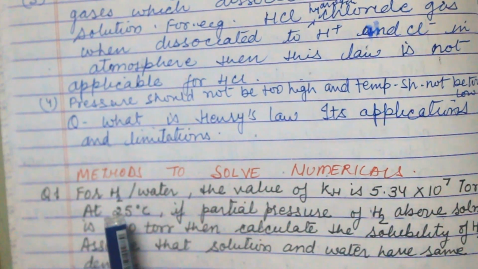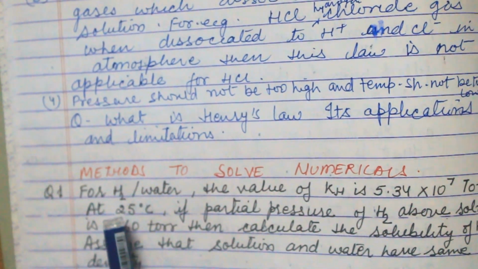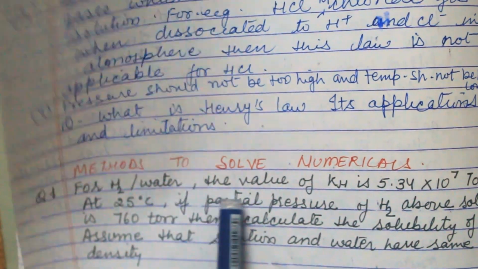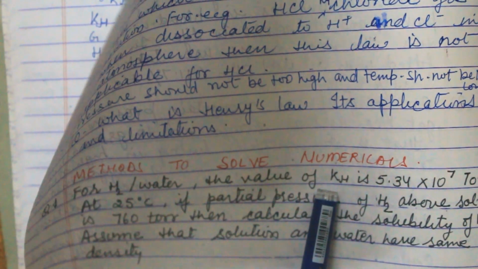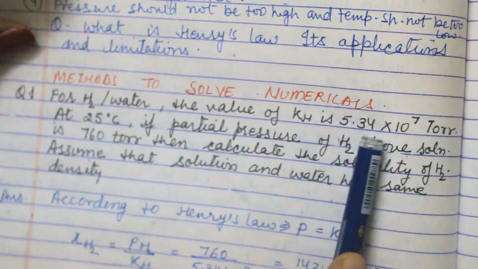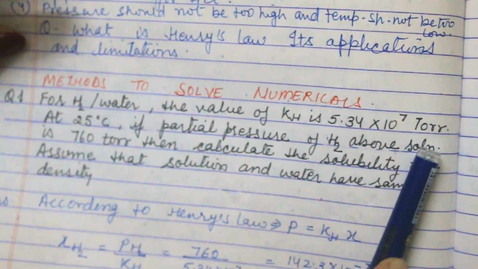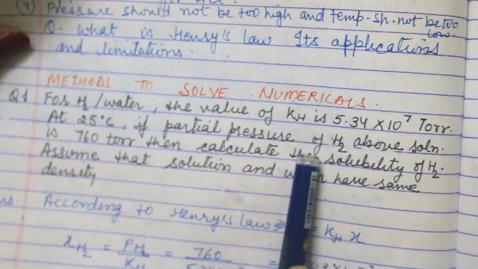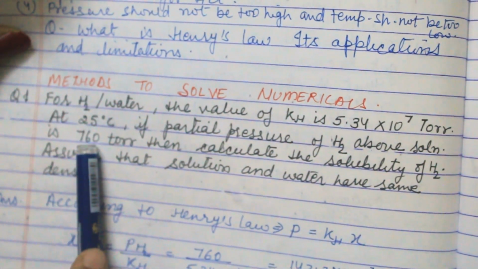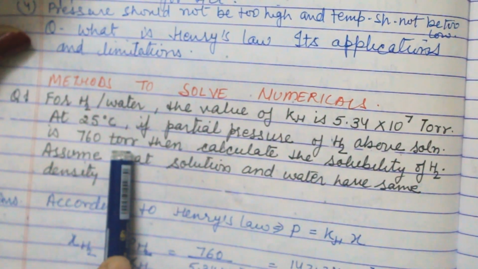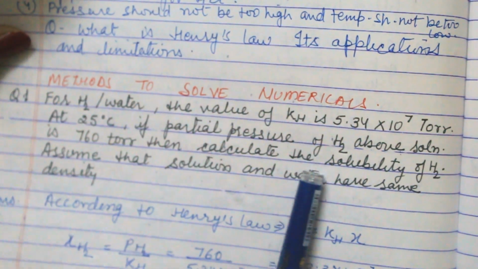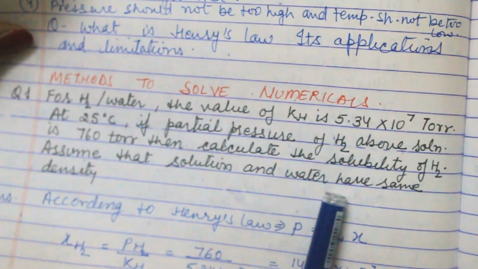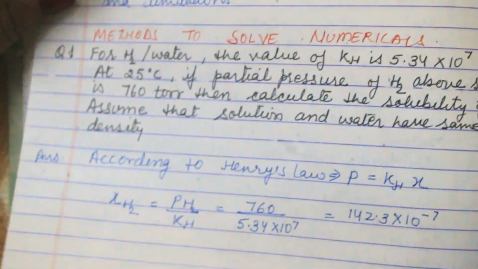Hello students, today I am going to discuss some numericals based on Henry's law. First, for H2 in water, the value of total pressure is 5.34 × 10^7 torr at 25 degrees centigrade. If the partial pressure of H2 above the solution is 760 torr, that is normal pressure, calculate the solubility of H2. Assume that the solution and water have the same density, that is mass upon volume.